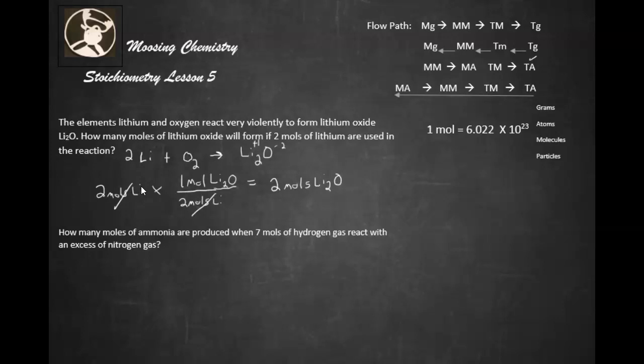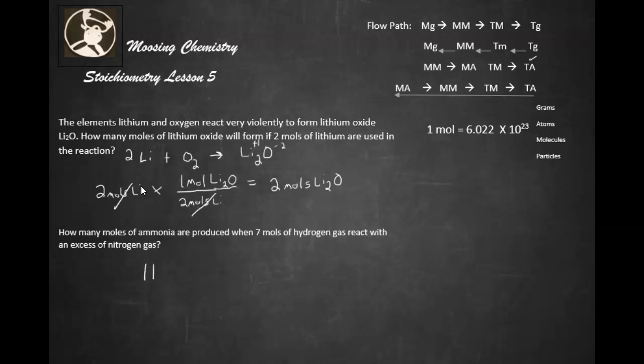All right, now let's look at the next problem here. It's a little bit different, okay? In some respect, it says how many moles of ammonia are produced when 7 moles of hydrogen gas react with an excess of nitrogen gas. And again, the first thing you have to do is write down the chemical reaction.